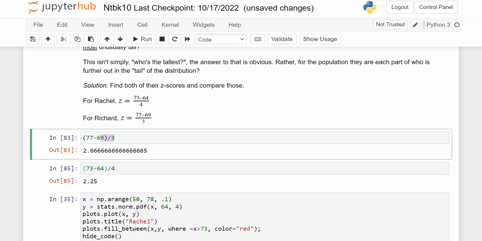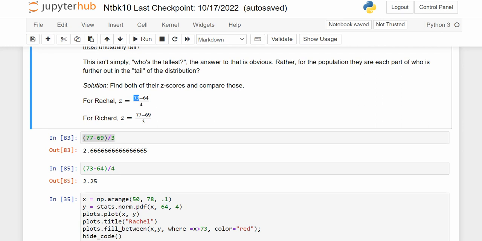Okay, so what are they doing here? Well, they're calculating this z-score. For Rachel, we're taking her height in inches, 6'1", that's 73 inches, minus 64, which is the average height for females, divided by 4, which is the standard deviation for females. And her z-score comes out to be 2.67, or 2.666 repeating.